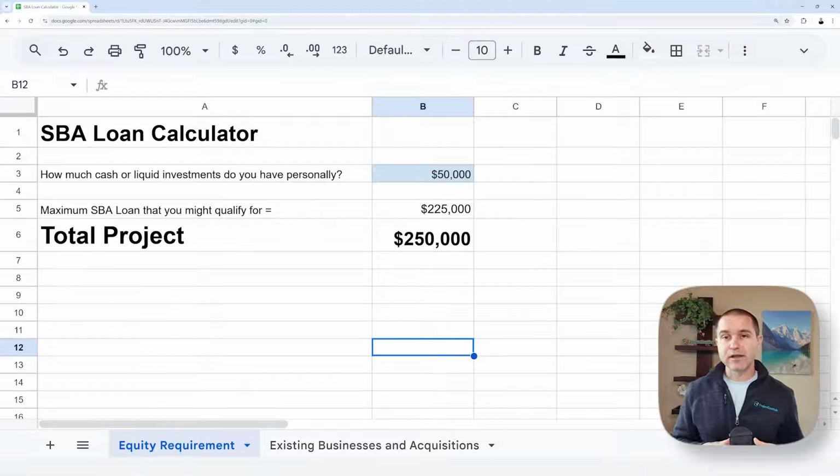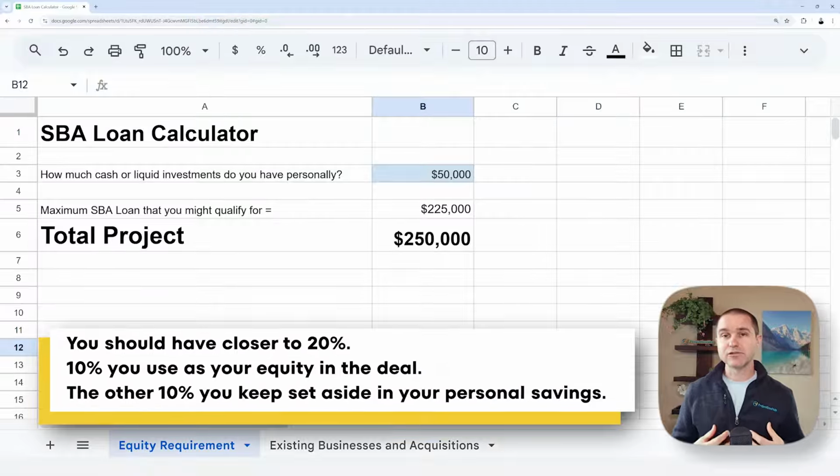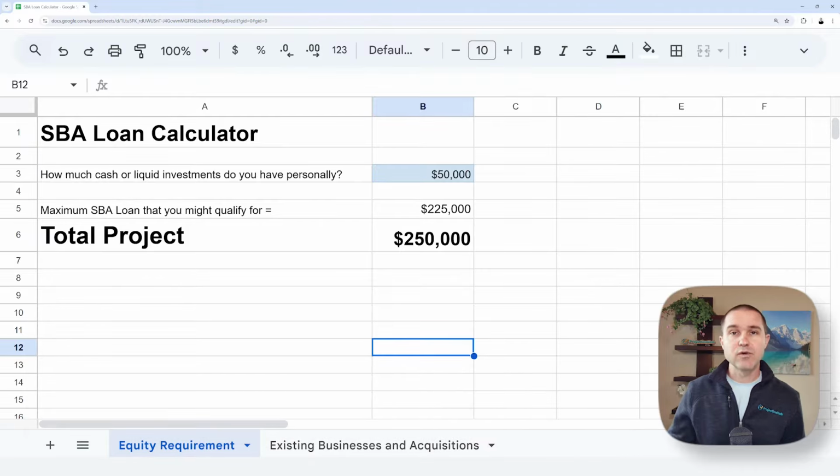So the way you need to think about this, from my perspective, is that you should really have closer to 20%. 10% you use as your equity in the deal. The other 10% you keep set aside in your personal savings. So if, for example, you had $100,000 available, we can then back into how much you'd be able to borrow. And that's what this little calculator does.